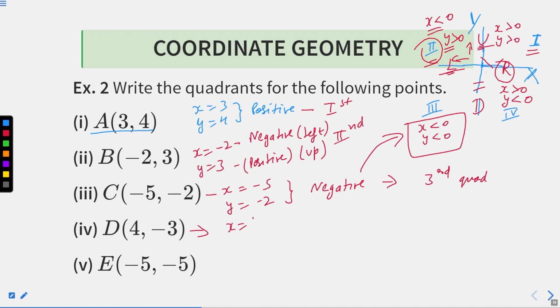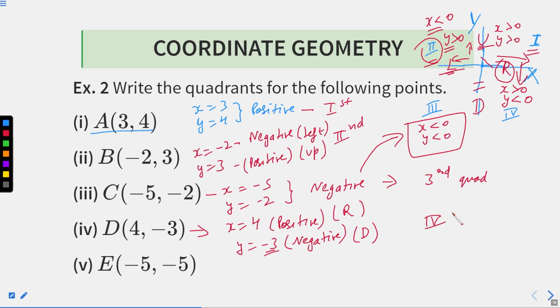Here x is positive, y is negative, -3 meaning negative. So what do we mean by that? We mean that x is positive meaning right side, and y is negative meaning downside. So moving right and down, we get to the fourth quadrant.